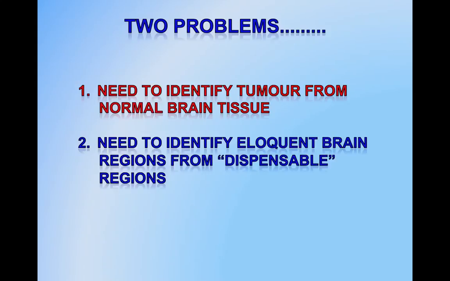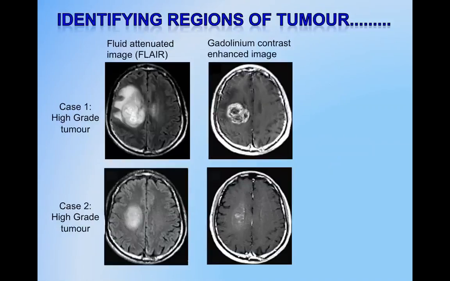Okay, so in our standard imaging routines, we've got a number of tools for us to identify lesions. We've got this fluid attenuated image, FLAIR we call it. We've got a second one which is gadolinium enhanced imaging, where we actually inject a contrast agent, and the contrast agent actually gets taken up by the tumour. So I've got two cases here.